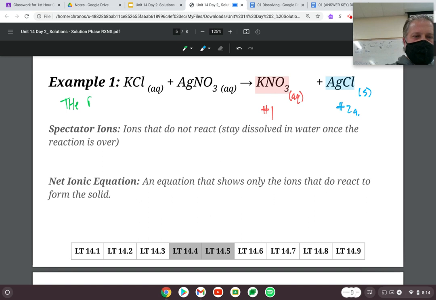The reaction occurs. Yay. Okay. Now, the other thing that we need to know about double replacement reactions is that the formation of a solid, so in this case, the making of silver chloride, AgCl, is what drives the reaction that makes the reaction occur.